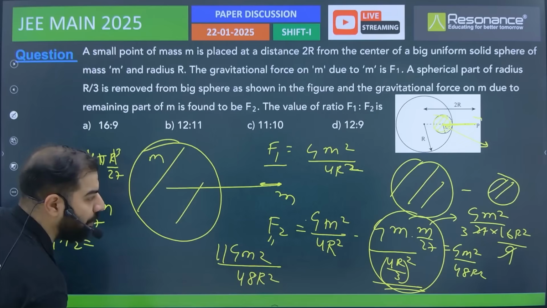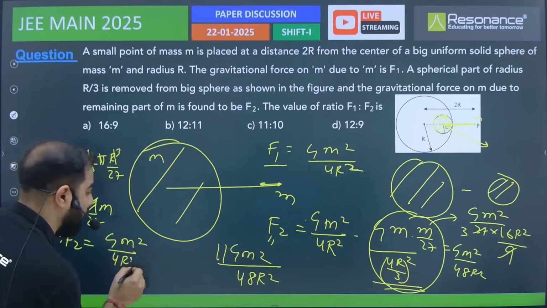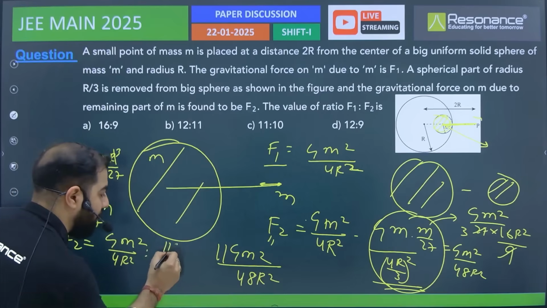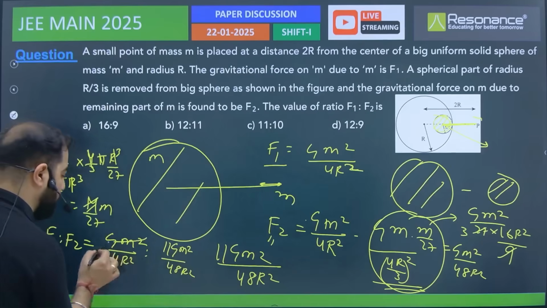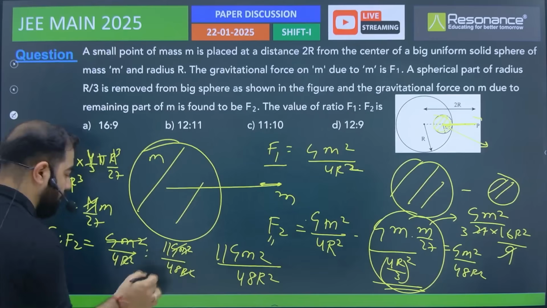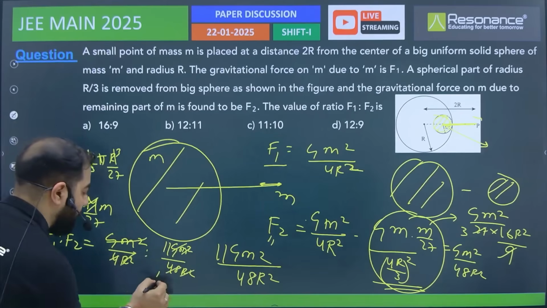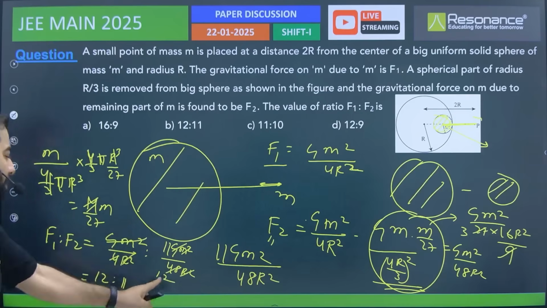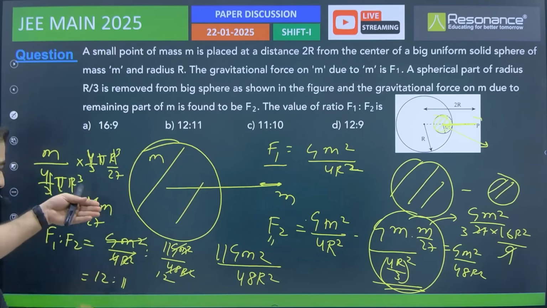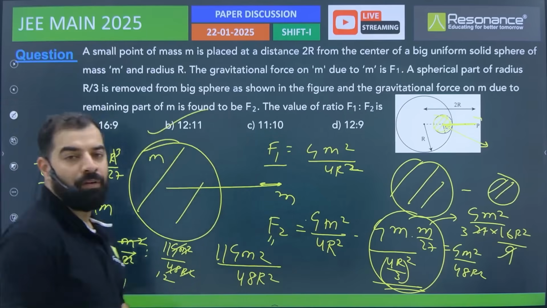Gm square by 4r square is to 11 gm square by 48r square. So gm square r square cancels. Right? This 4, this 48, 12. So that will become 12 is to 11. Right? 1 is to 11 by 12, that is 12 is to 11. Option B. Fine? Okay, right.